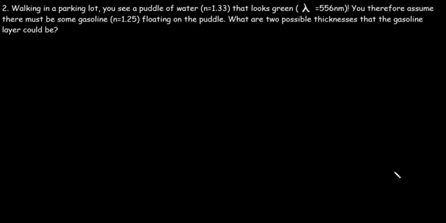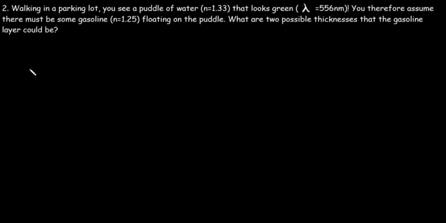Walking in a parking lot, you see a puddle of water, n equals 1.33, that looks green, wavelength equals 556 nanometers. You therefore assume there must be some gasoline, n equals 1.25, floating on the puddle. What are two possible thicknesses that the gasoline layer could be?